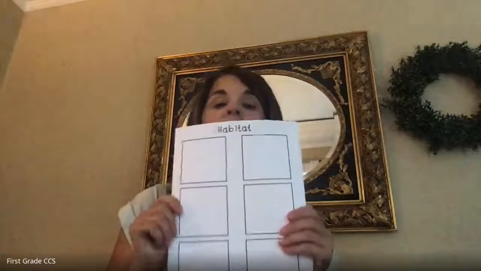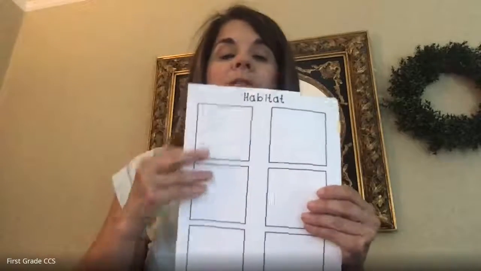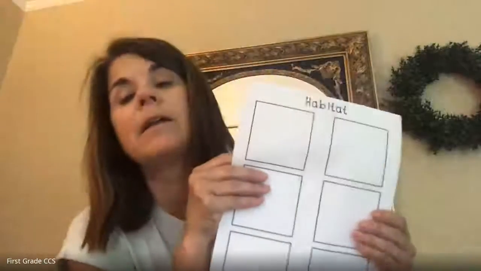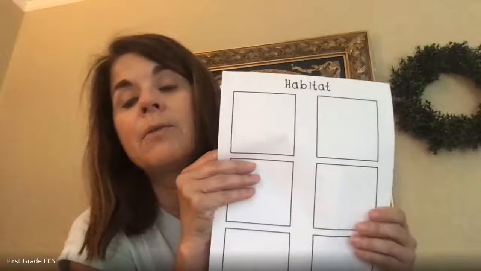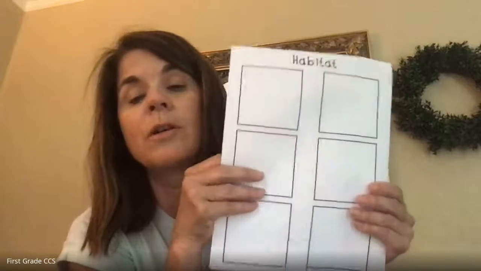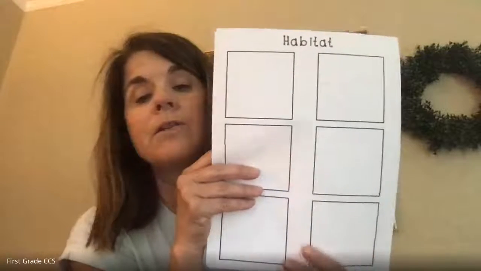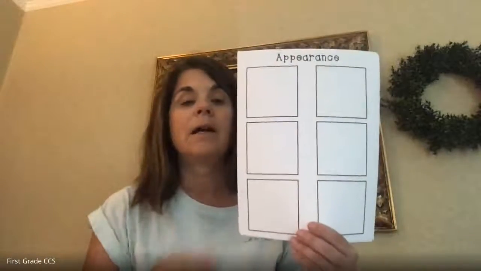So when you look in your green folder, you're going to have some pages, and I believe I left these pages on top. This one says habitat, and a habitat is a home or area that an animal naturally lives in or is found in. So where they originally would be, not at the zoo. It is their home where they originally live, their habitat.